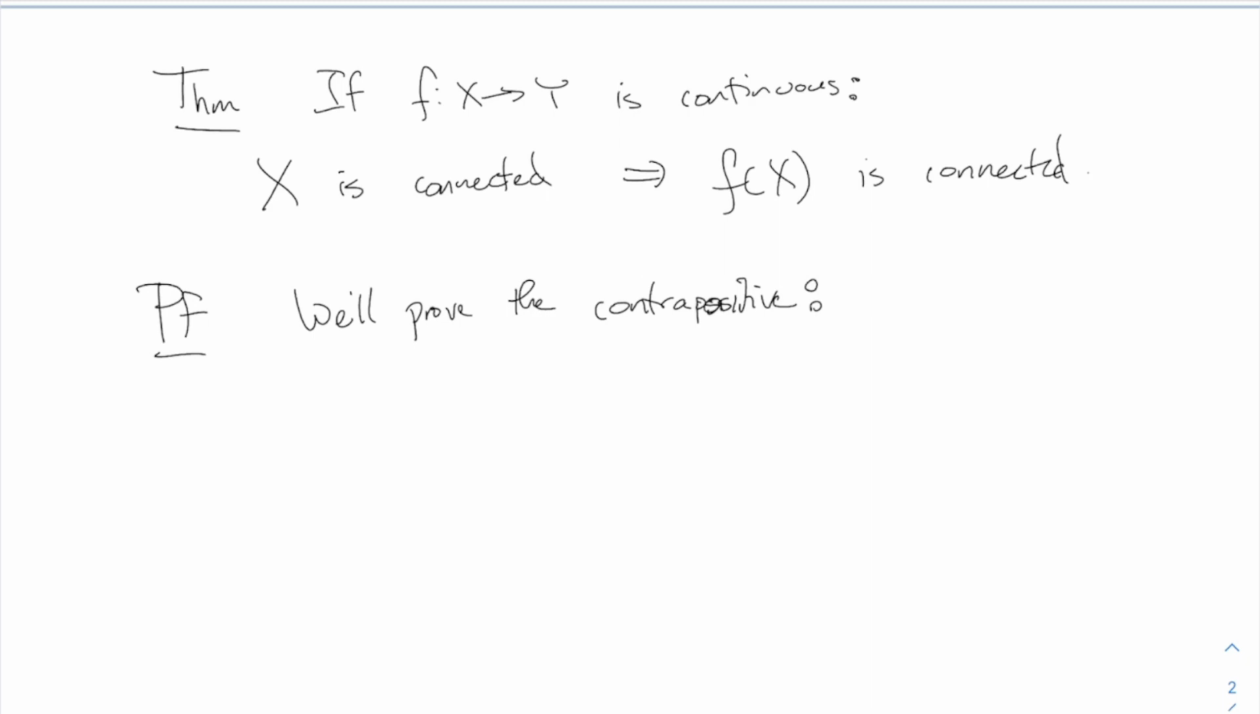Yeah? Is it if f of x is disconnected, then x is disconnected? Right. F of x is disconnected implies x is disconnected. Great. That is the contrapositive, the contraposition. All right. Disconnected, f of x is disconnected implies x is disconnected.